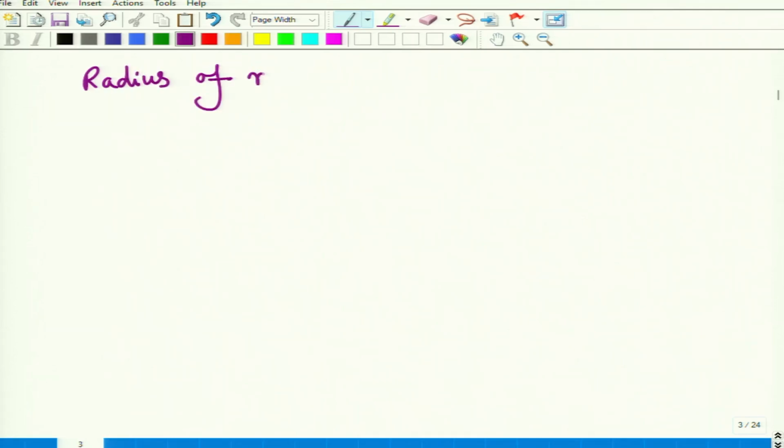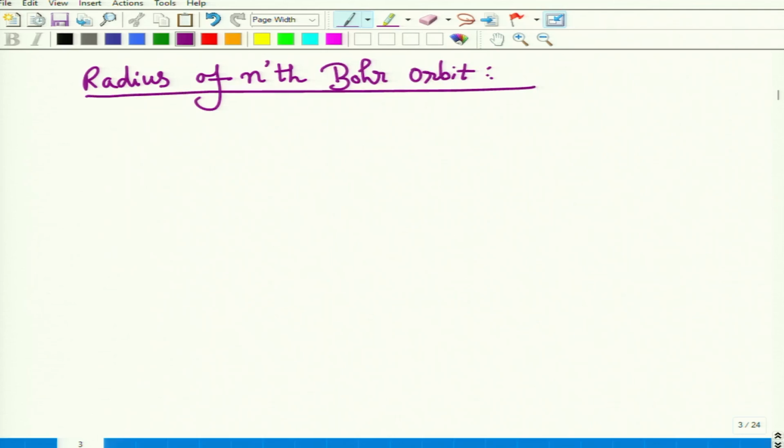Okay. So, first is the radius of the nth orbit, or let us say more specifically Bohr orbit, because this concept was given by the great Niels Bohr. Okay. So, what was the form? Rn was epsilon naught n square h square.